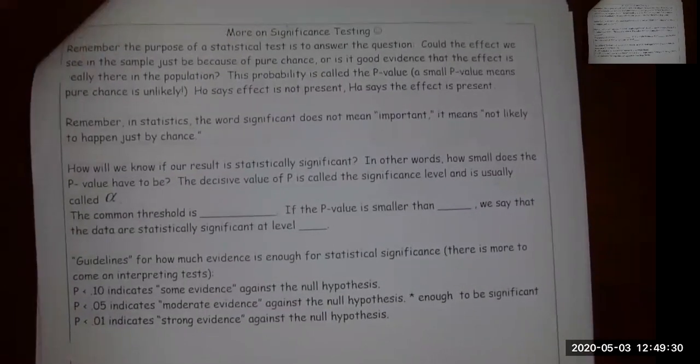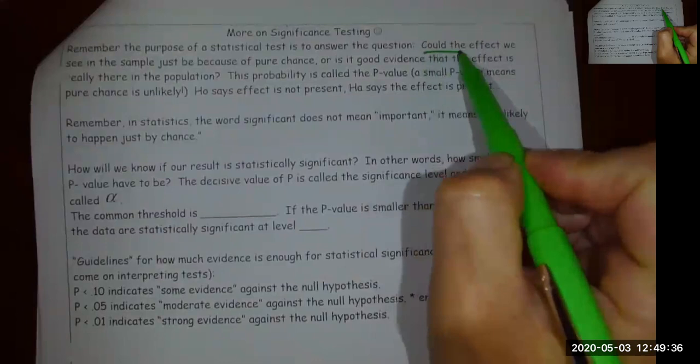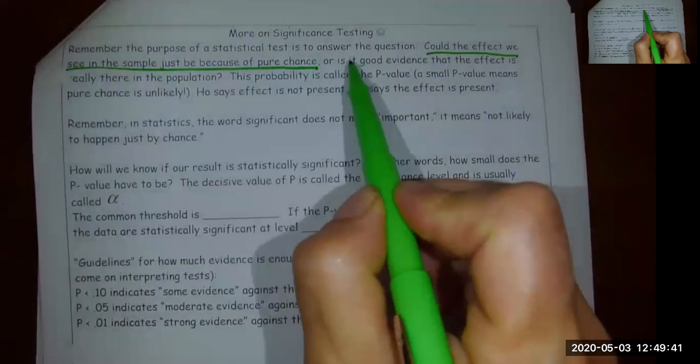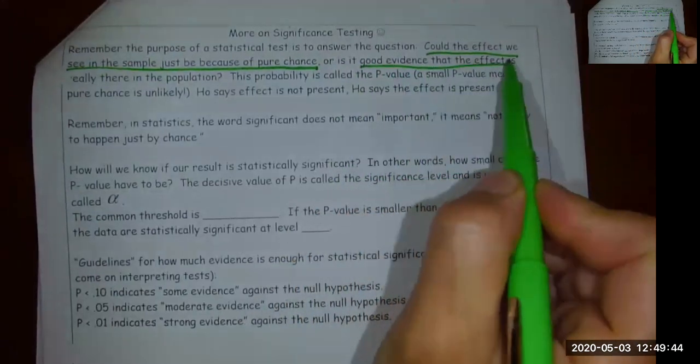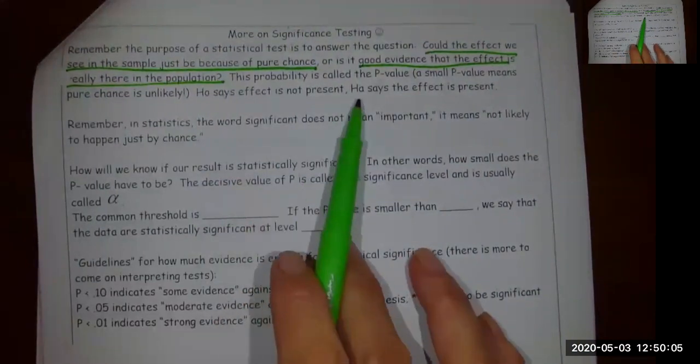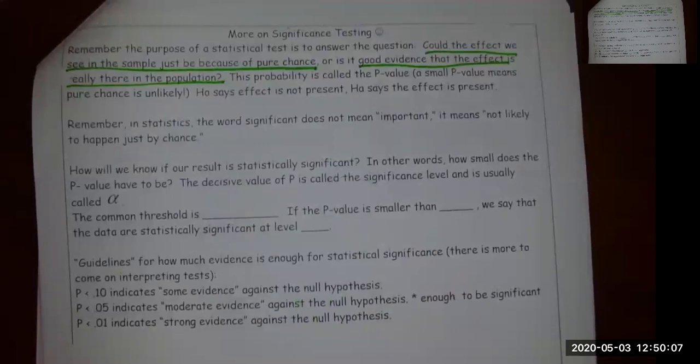Remember, the purpose of a statistical test is to answer the question, could the effect we see in the sample just be because of pure chance, or is it good evidence that the effect is really there in the population? Is it really happening? Is it really there? Is it really true? The probability is called the p-value. A small p-value means pure chance is unlikely. H0 says the effect is not present. HA says the effect is present.